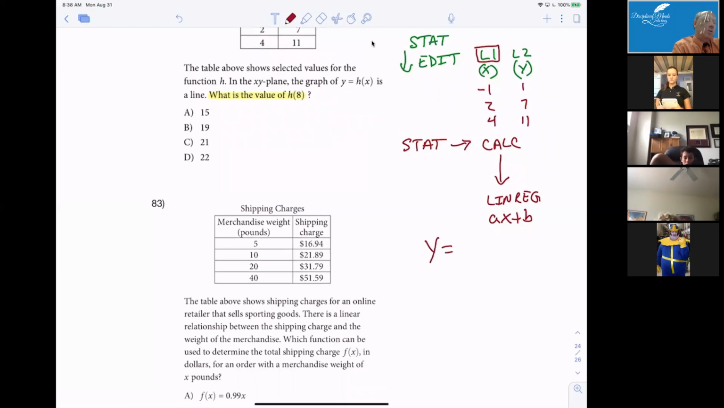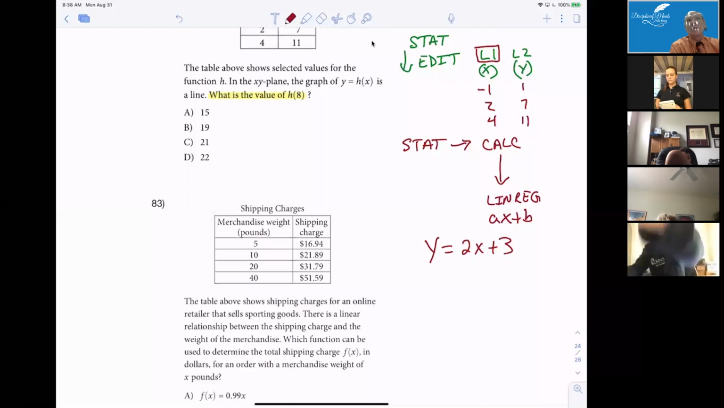Y equals, is that right? Y equals 2x plus 3, right? Everybody happy with that? Come on now, if you're not working it, it's something on the test, right? I'm going to be expecting you to do it on the test, so you have to know how to use your calculator. And we learned it last year, so it's a review.